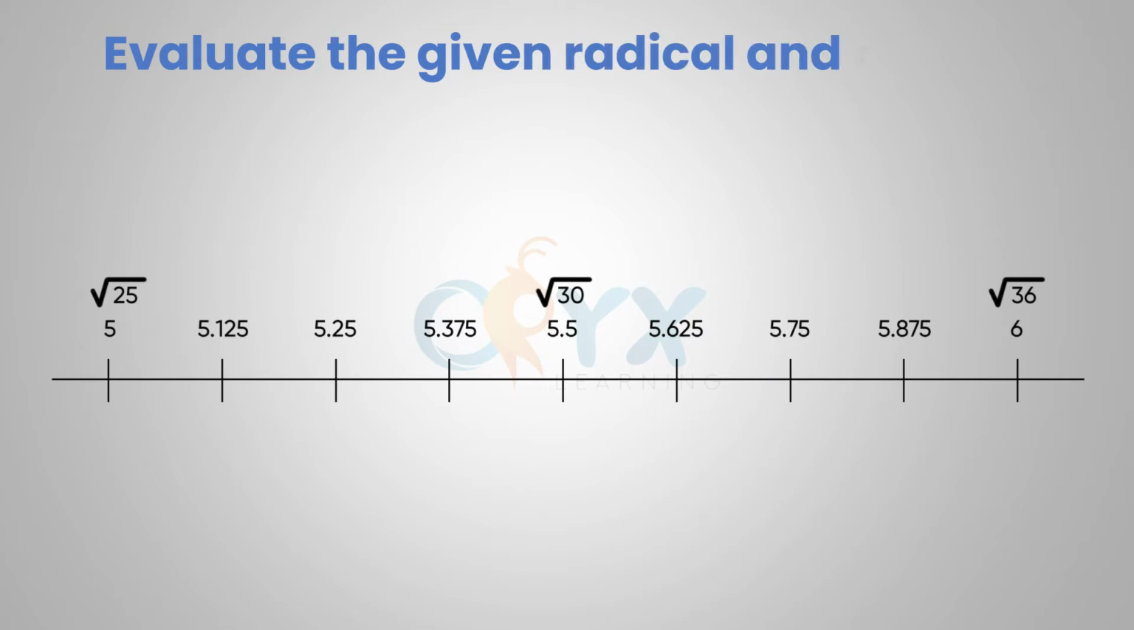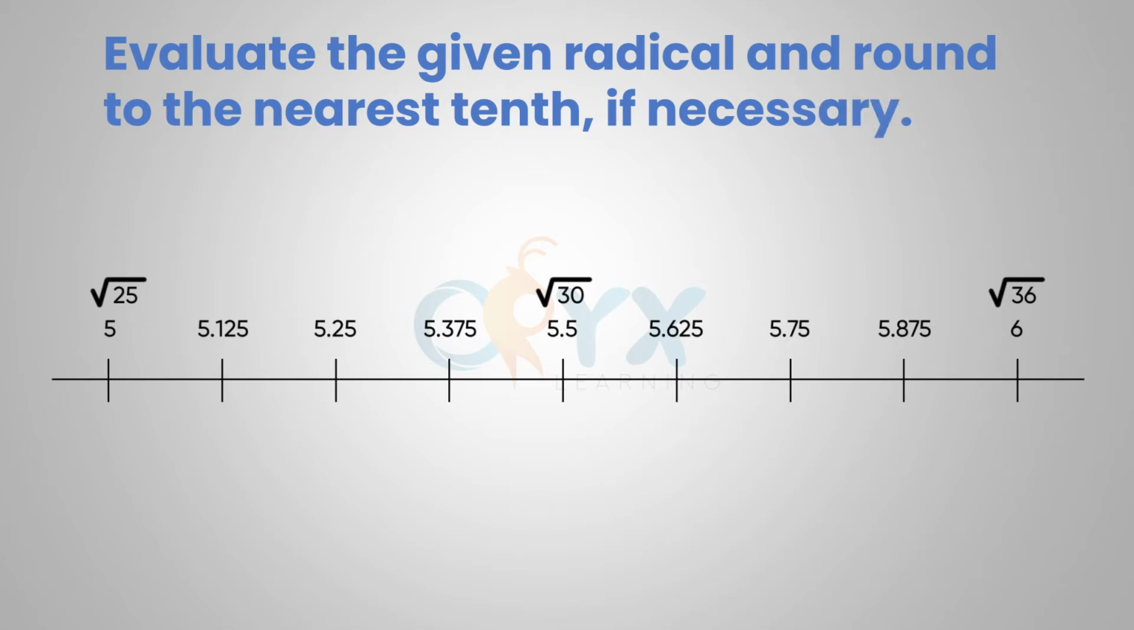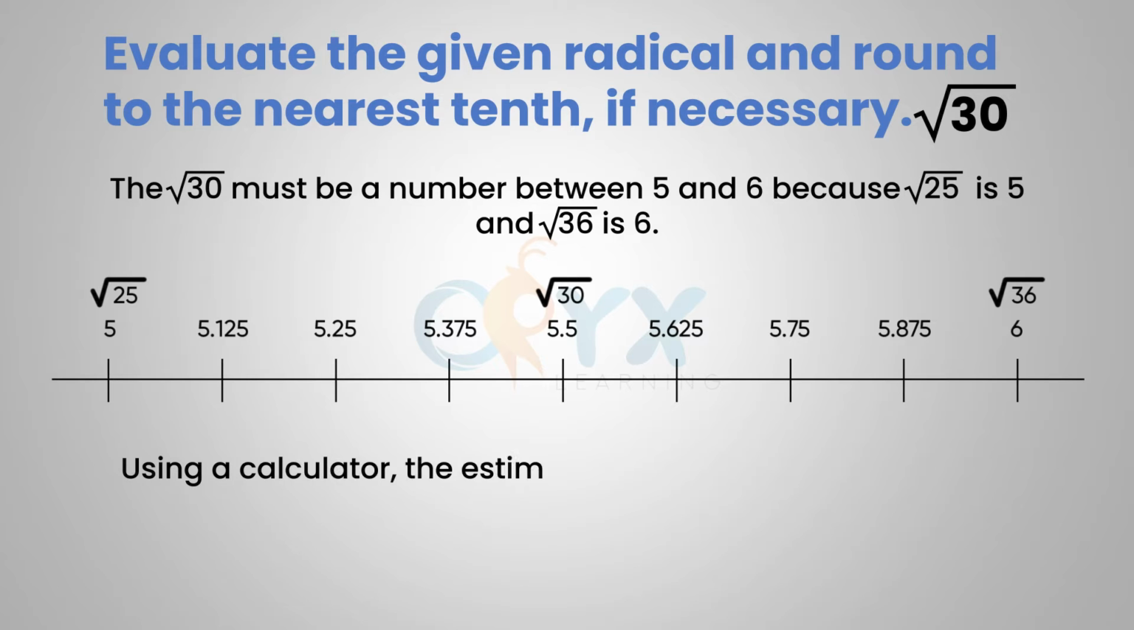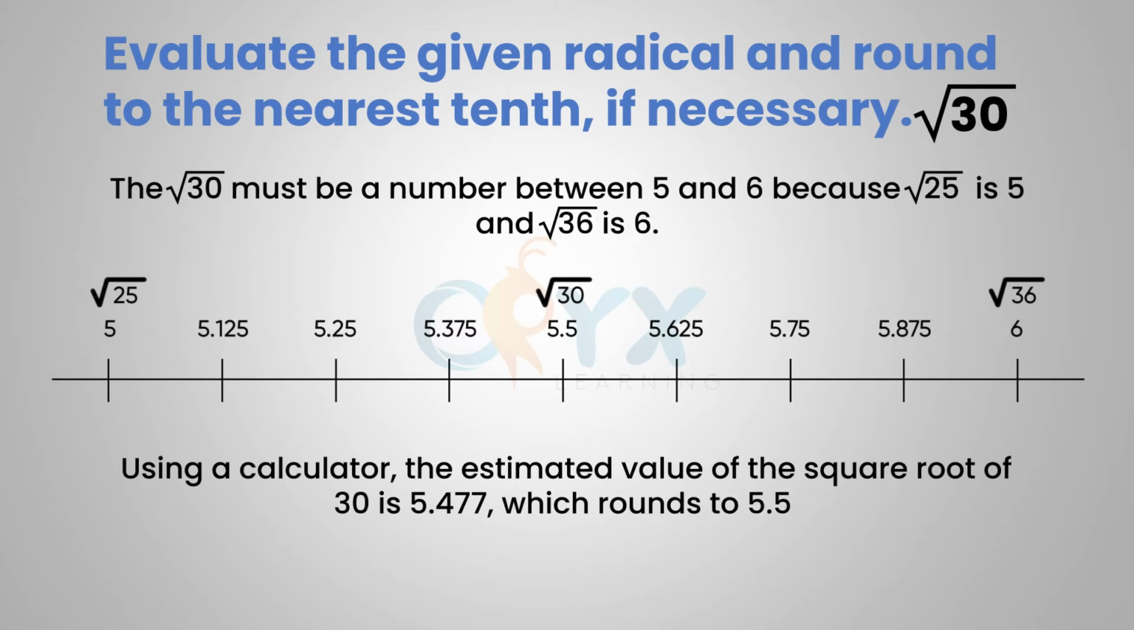Evaluate the given radical and round to the nearest tenth if necessary. The square root of 30. The square root of 30 must be a number between 5 and 6 because the square root of 25 is 5 and the square root of 36 is 6. Using a calculator, the estimated value of the square root of 30 is 5.477, which rounds to 5.5. So the square root of 30 is approximately 5.5.